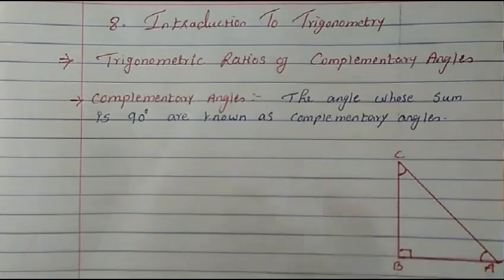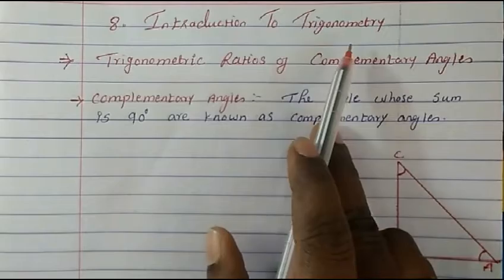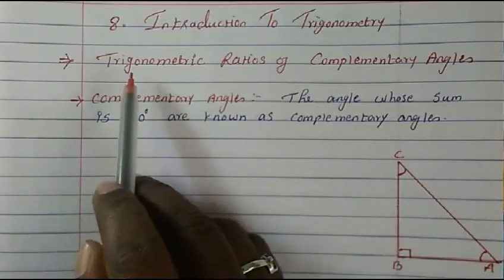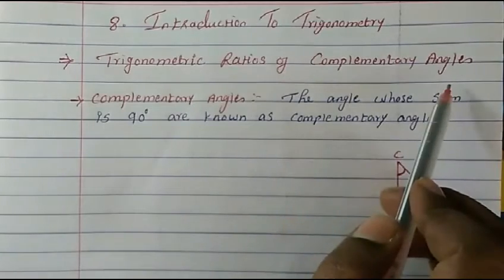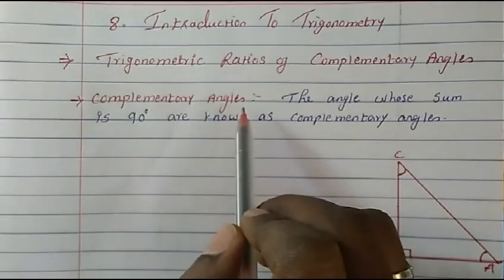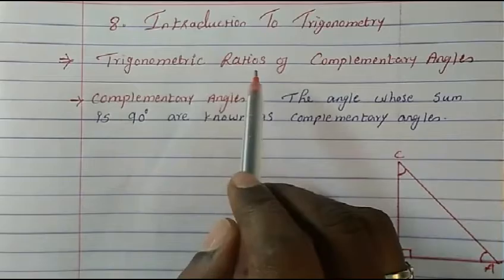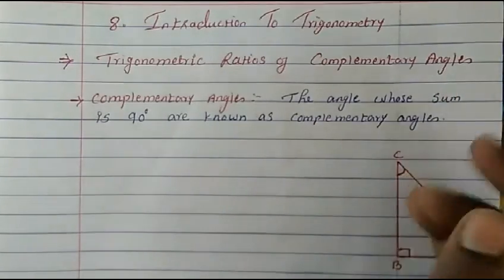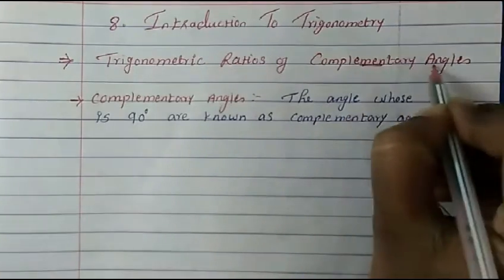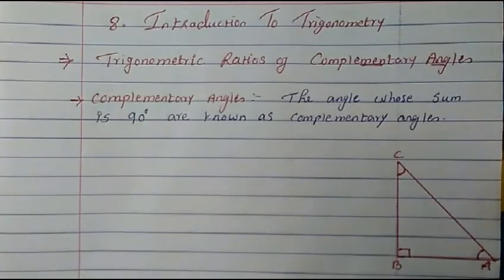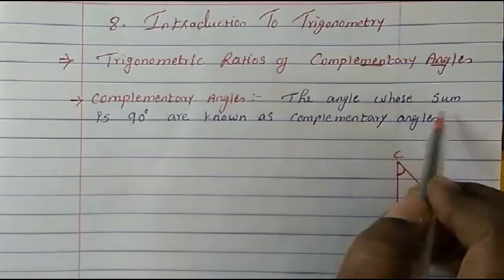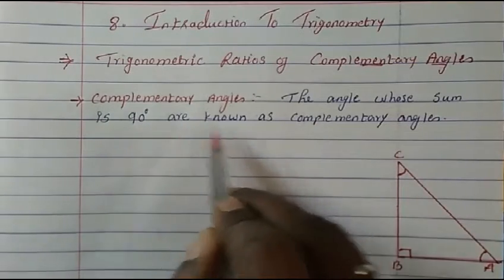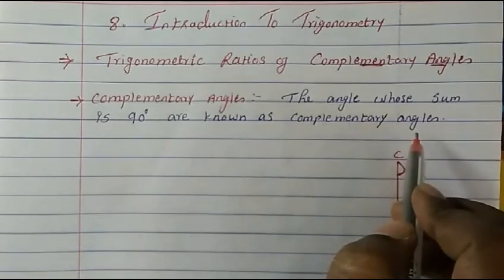Today we are going to study chapter 8 Introduction to Trigonometry, and especially the concept of trigonometric ratios of complementary angles. So let's try to understand what this is. First of all, try to understand what complementary angles are. Complementary angles means the angles whose sum is 90 degrees.